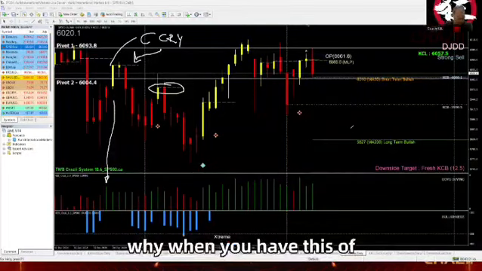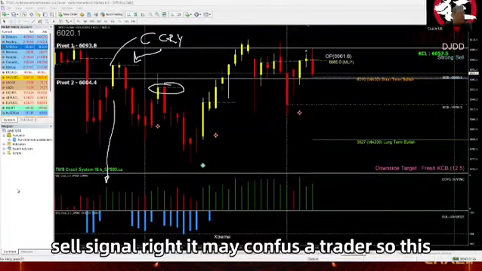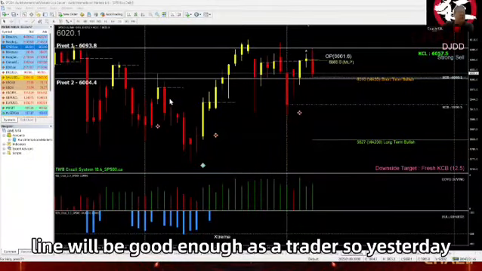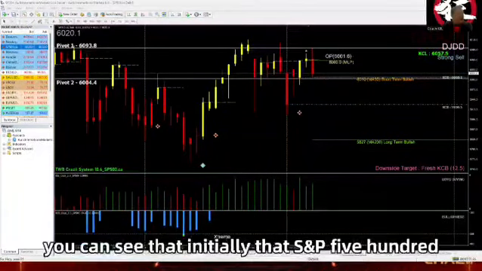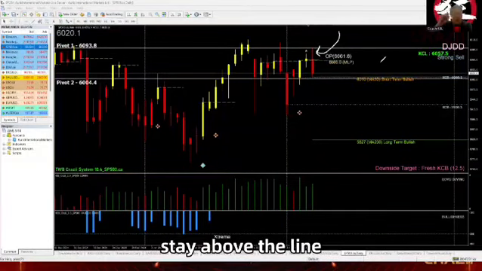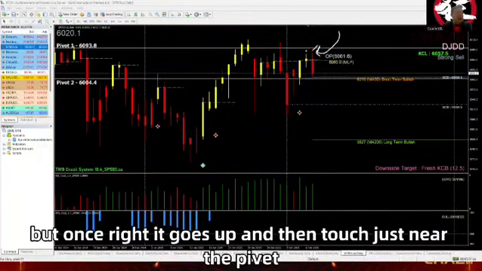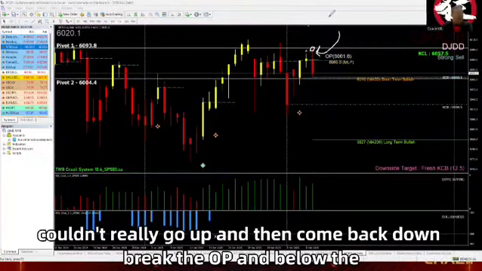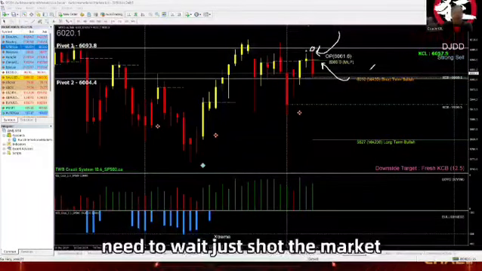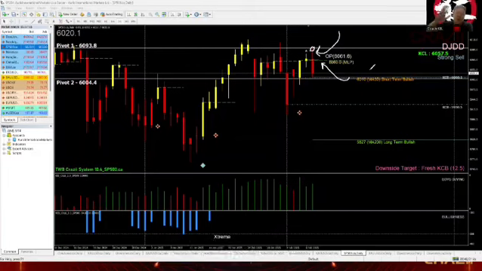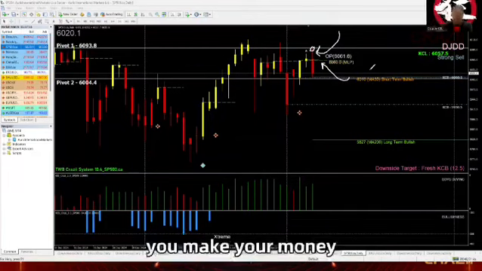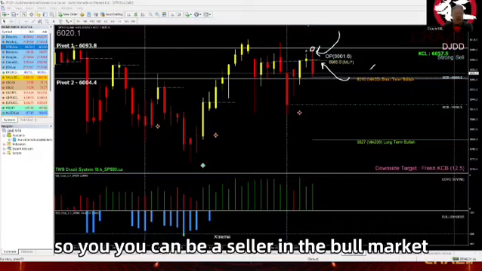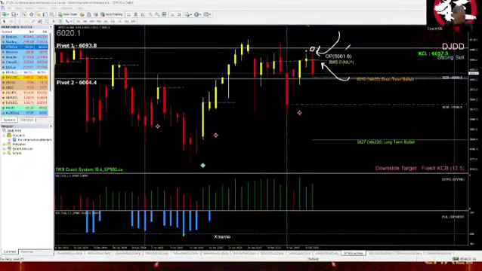That's why when you have this sort of sell signal, it may confuse a trader. So this line will be good enough as a trader. Yesterday, you can see that initially the S&P 500 went up first, because it stayed above the line. But once it goes up and touches near the pivot, couldn't really go up, and then comes back down, breaks the OP, and is below the line, you don't need to wait, just short the market. Don't bother, just short the market, you make your money. So you can be a seller in a bull market. That's what I'm trying to say, yeah?